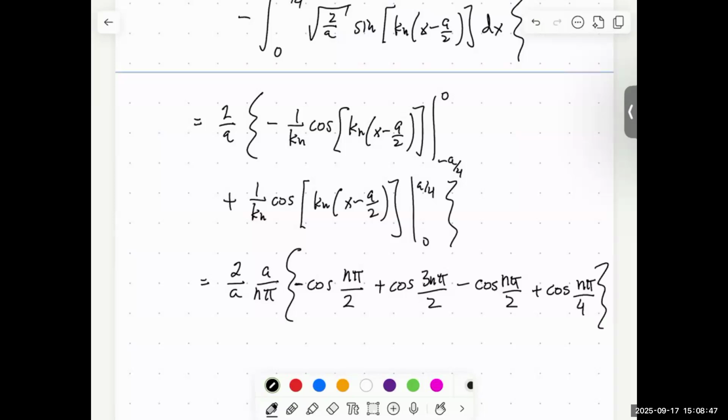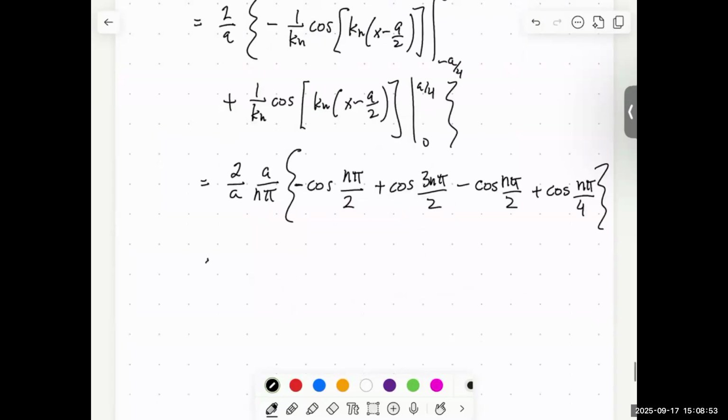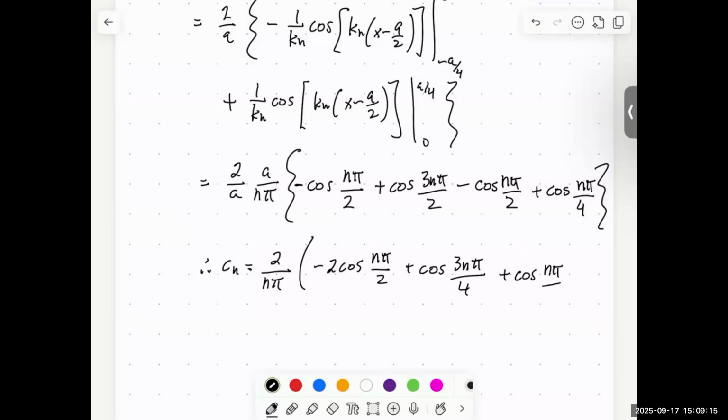Okay, so that's it. We're just going to try to clean it up a little bit. So therefore, Cn is equal to 2 over n pi, times minus 2 cos n pi over 2 plus cos 3n pi over 4 plus cos n pi over 4.